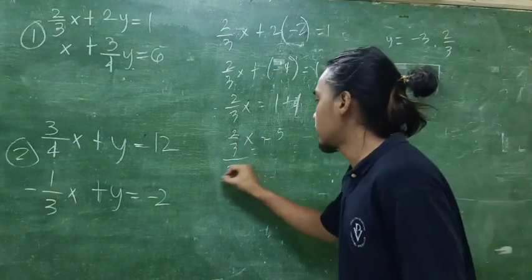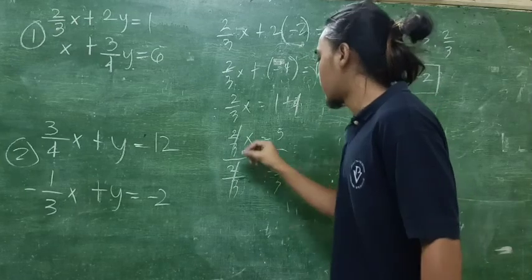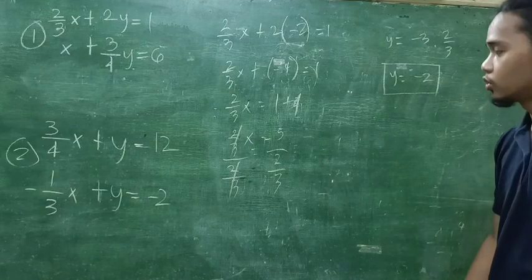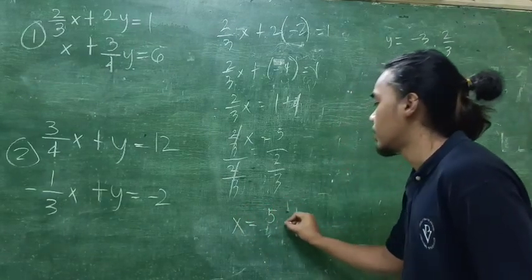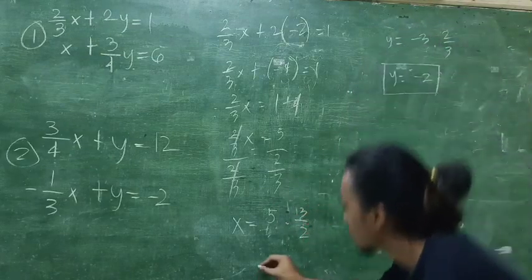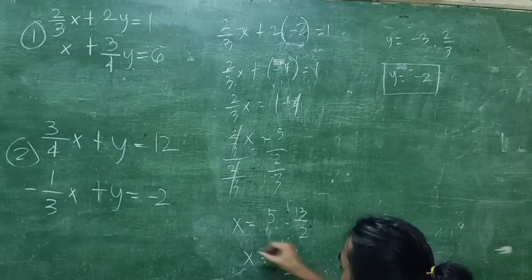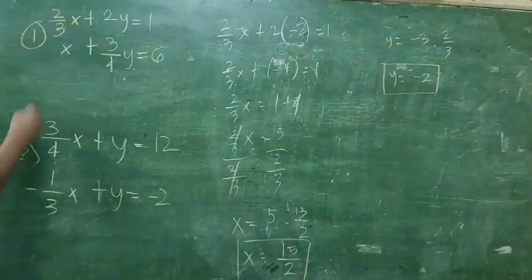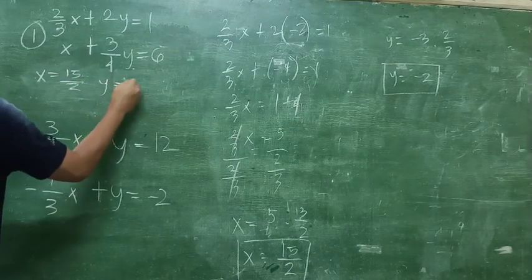Cancel out 2/3. Again, we have this type of situation, so we just have to multiply the numerator by the reciprocal of our denominator. So our x is going to be 15 over 2. So we have the value of our x as x equals 15 over 2 and y equals negative 2.